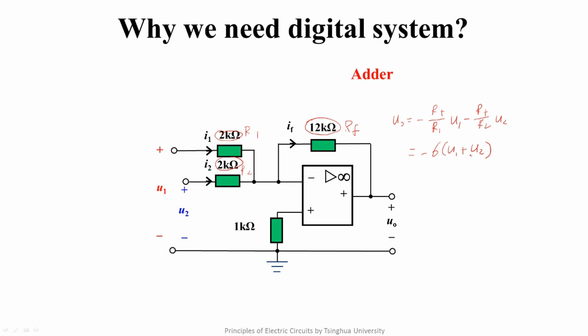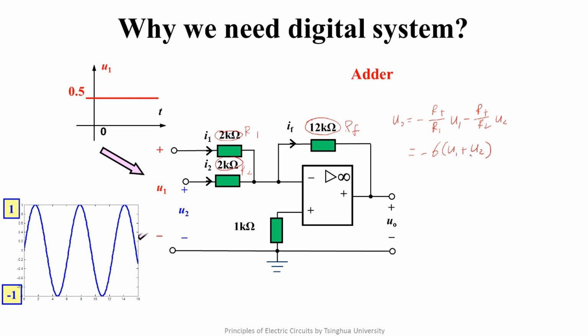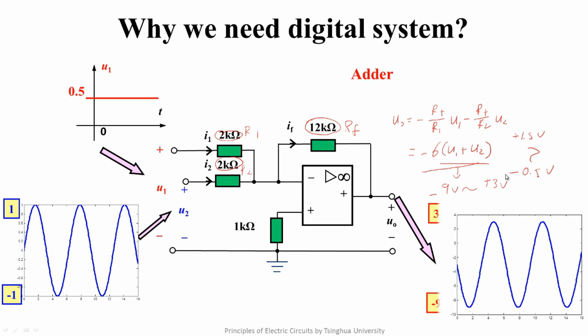Let's see the two inputs U1 and U2. U1 is a DC voltage of 0.5 volt. U2 is a sinusoidal voltage with 1 volt amplitude. The range of their sum is from minus 0.5 volt to positive 1.5 volt. Multiplied by minus 6, it changes to minus 9 to positive 3 volts. This is the ideal output.